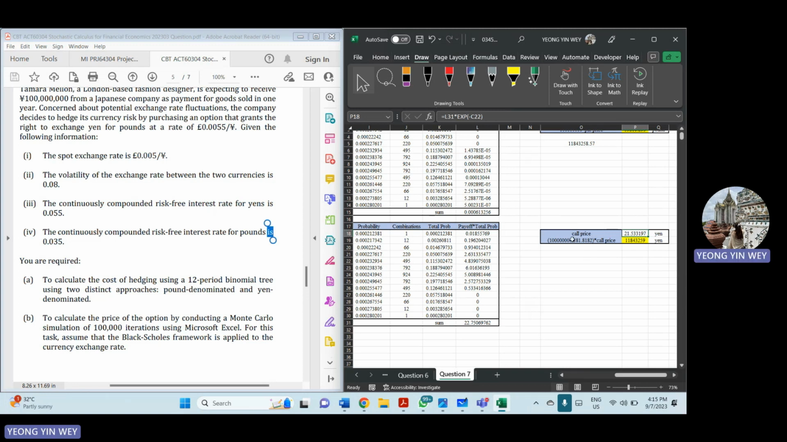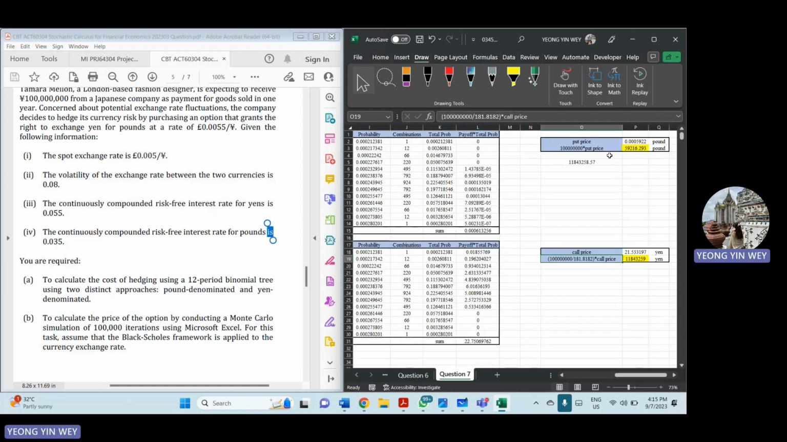per pound. So if we want to calculate, because now we have 100 million yen, we need to know the quantity. So we divide by the strike price, which is the price we are expecting. Then we can calculate the quantity and times with the call price. Then we will have 11843259 yen. Okay, so to double check the answer, we can actually use the pound denominated price, which is equal to the pound divided by the exchange rate. Then we will get the same answer as this one.